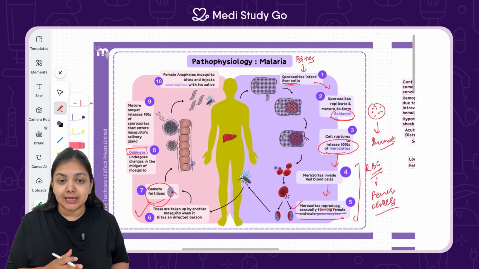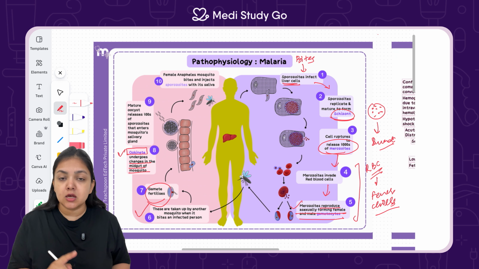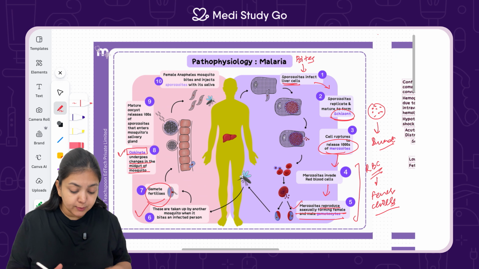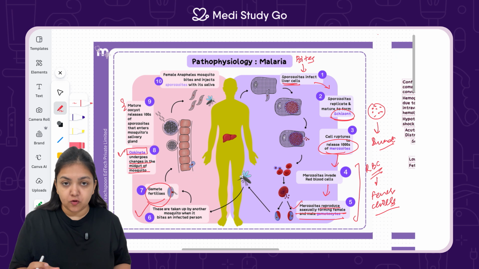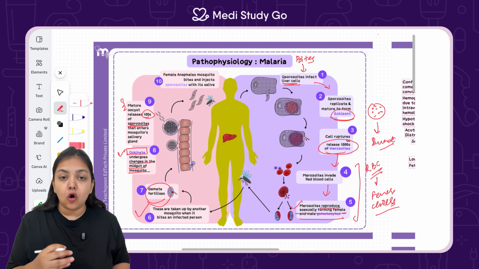Now the ookinete is a stage present in the mosquito. So you need to know which cellular stages are present in humans and which are present in the mosquito, and you must not confuse their names. The ookinete undergoes changes in the mid-gut of the mosquito. So the stages in the human body were either in the liver cells or in the RBCs, but in the mosquito, the location of action is the mid-gut. The ookinete matures and the oocyst is formed, which releases hundreds of sporozoites, and they go and stay in the salivary gland of the mosquito.